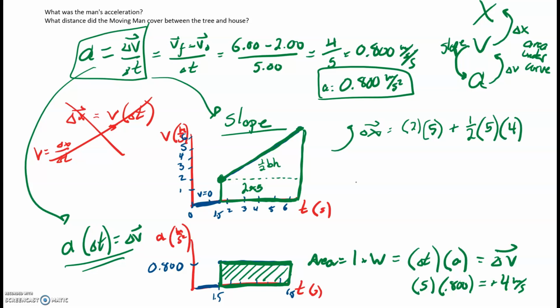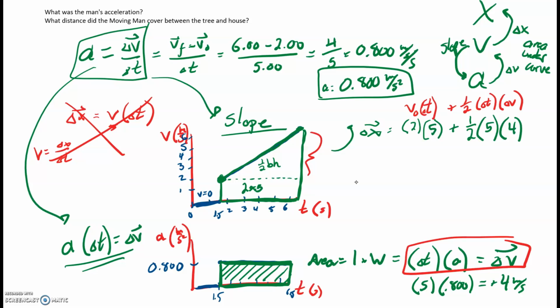Alright, so I said the variables as I wrote them, but let's rewrite this as well. This is my initial velocity of 2 times my time, or delta time for this section, plus 1/2 times my time times that change in velocity. This change in velocity is the height of the triangle.